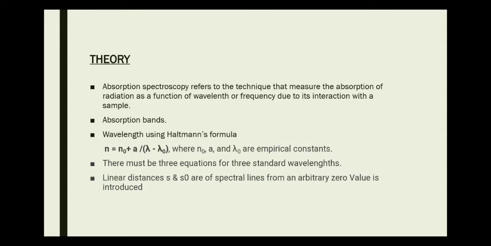Since there are three constants, there must be three equations for three standard wavelengths, lambda 1, lambda 2 and lambda 3. In order to facilitate the determination of constants, the terms mu and mu0 are replaced by linear distances s and s0 of spectral lines from an arbitrary zero value. Thus, the above equation can also be written as lambda equal to lambda 0 plus c by s minus s0, where lambda 0, c and s0 are the Hartmann's constants.